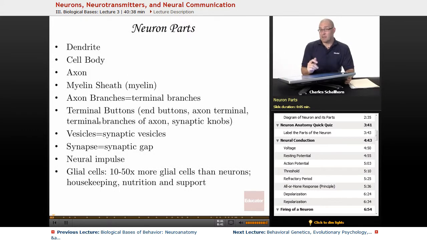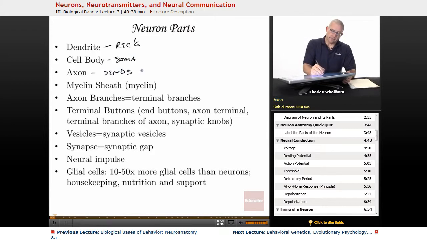Neuron parts. You've got to memorize these, kind of a big deal. You've got your dendrite, and that's going to be receiving information. You've got your cell body, otherwise known as the soma, that helps keep the cell alive. And there are various subparts that we're not going to worry about. The axon sends signals away.